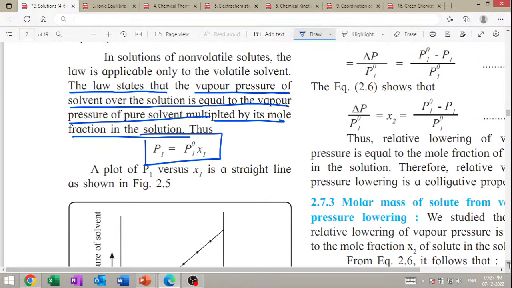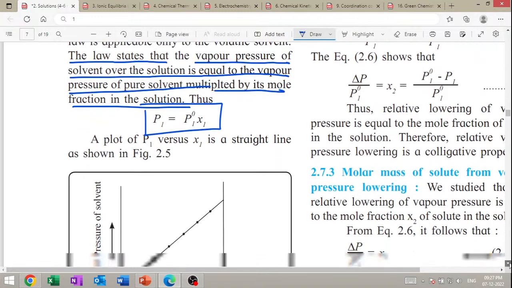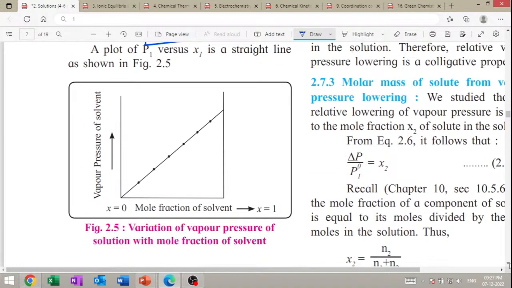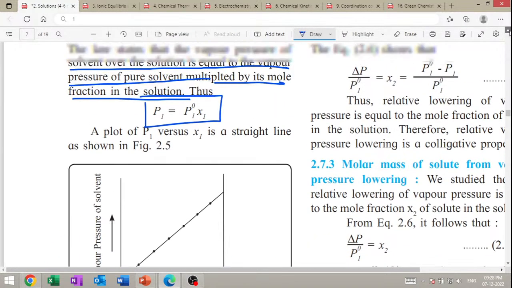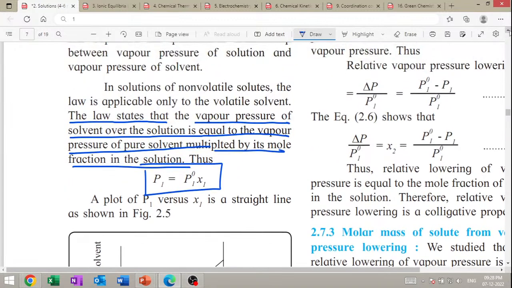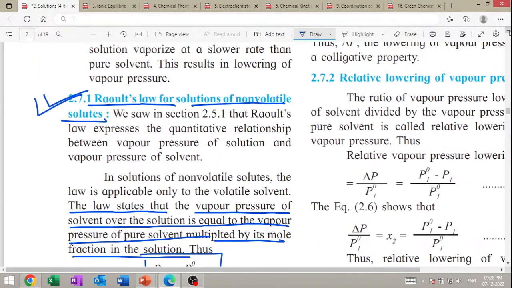This is Raoult's law for the non-volatile component, and then this is the graph. Please, you should be able to draw the graph. This is the graph of Raoult's law for volatile component and Raoult's law for non-volatile component. You should be able to remember this. Raoult's law for solution of non-volatile solute and the volatile solute.